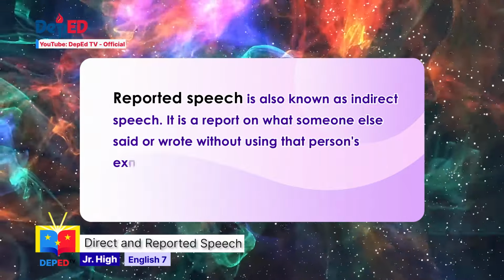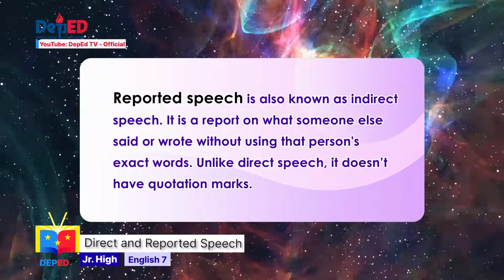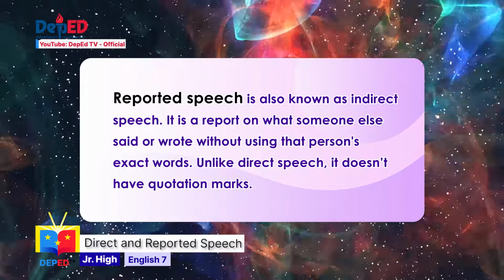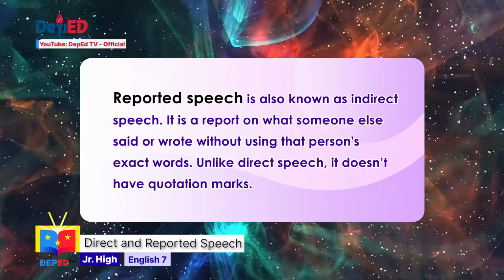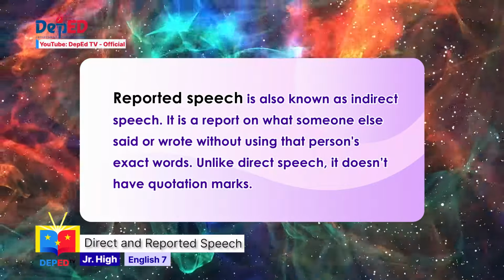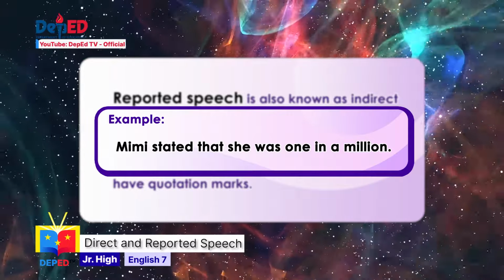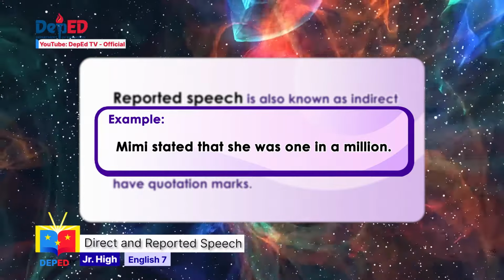Reported speech is also known as indirect speech. It is a report on what someone else said or wrote without using that person's exact words. Unlike direct speech, it doesn't have any quotation marks. Example: Mimi stated that she was 1 in a million.